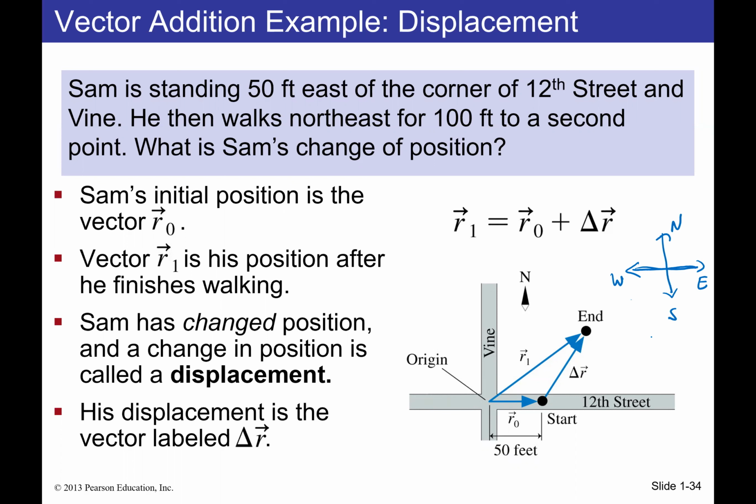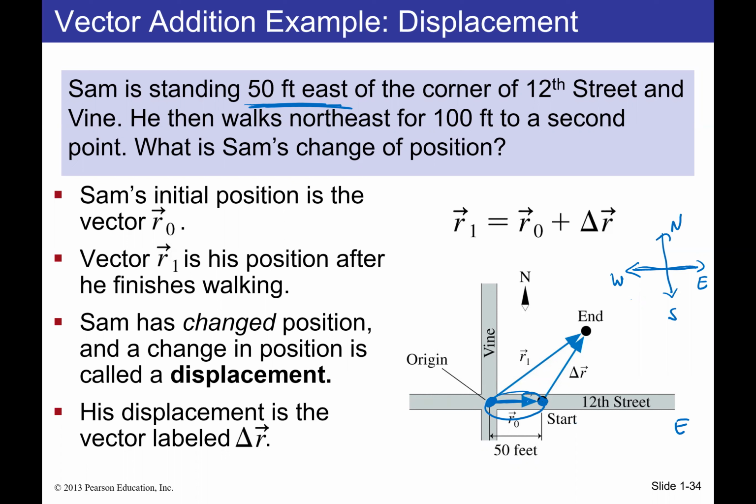So in this case, it says Sam is standing 50 feet east of the corner. That means the corner is taken to be the origin, right? You are 50 feet east of that, since this is our east. So then we can say that this is the starting position, and relative to the origin, this is the position vector. Okay, so this is the position vector.